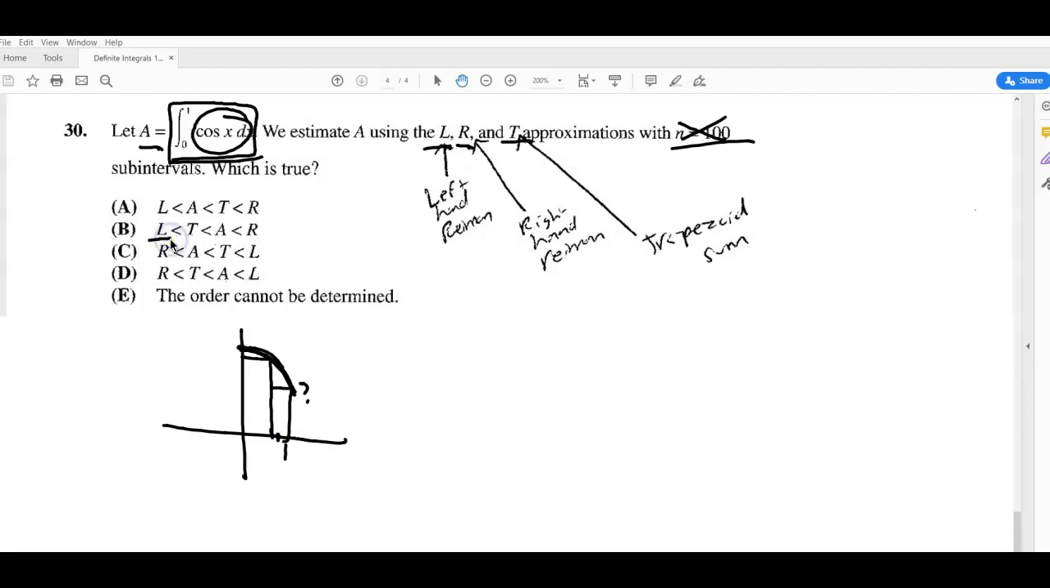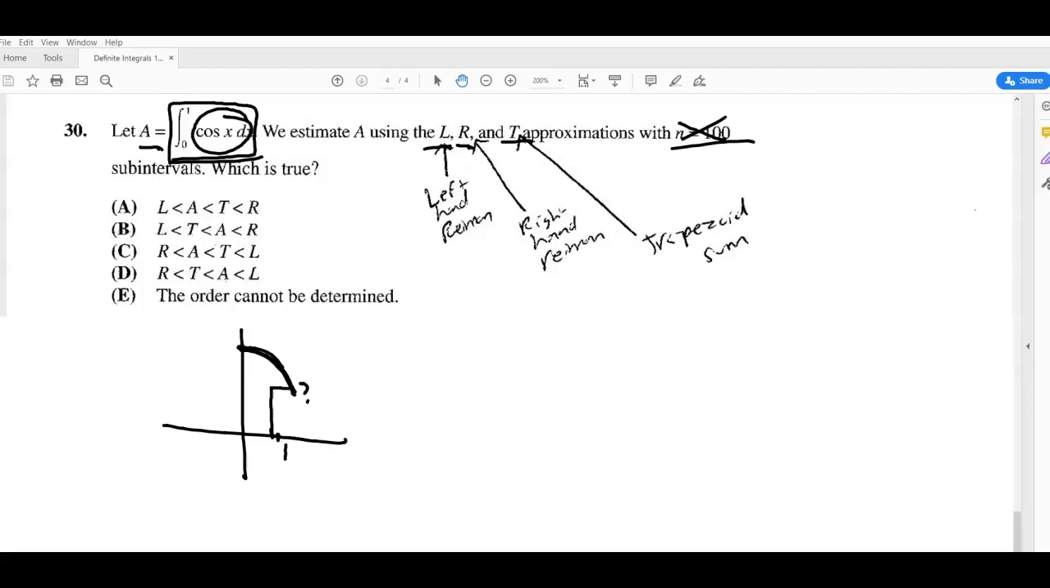So we know this is wrong. L can't be the smallest. L has to be the biggest. So it's one of these two. Okay? R has to be the smallest. This is still a possibility, but right now C and D are looking pretty good because L has to be the biggest and R has to be the smallest, because L is an overestimate and R is an underestimate.